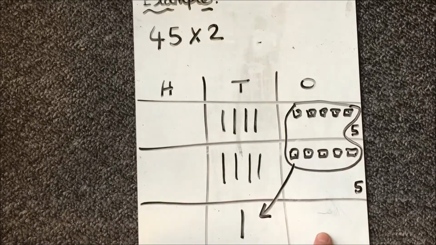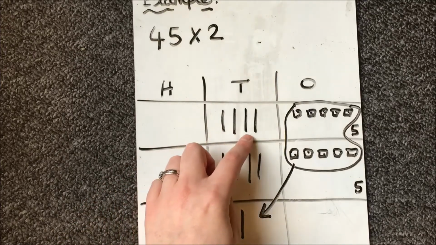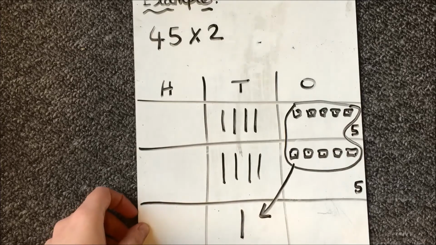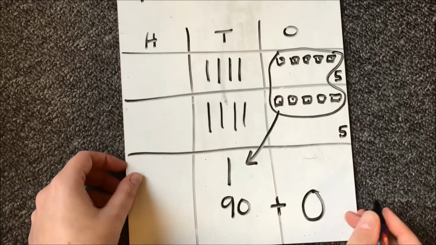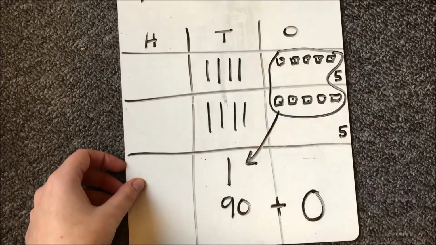What do I write in here now? Do I just leave it blank? No, I need to write a 0 to be a placeholder. You'll see why in a minute. Let's count my 10s. 10, 20, 30, 40, 50, 60, 70, 80, 90. 90 add 0 is 90. Great.